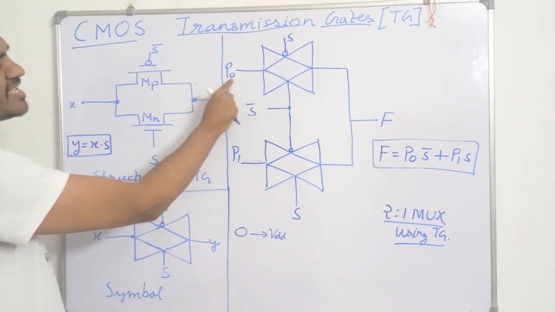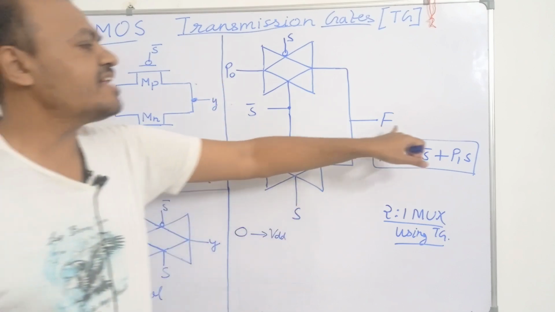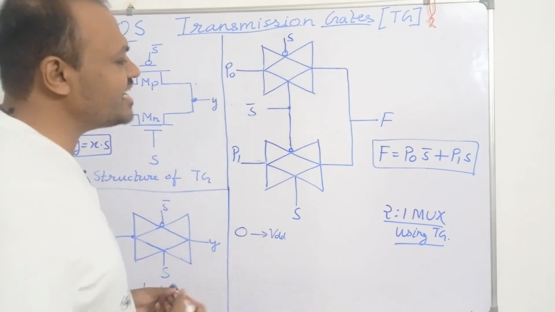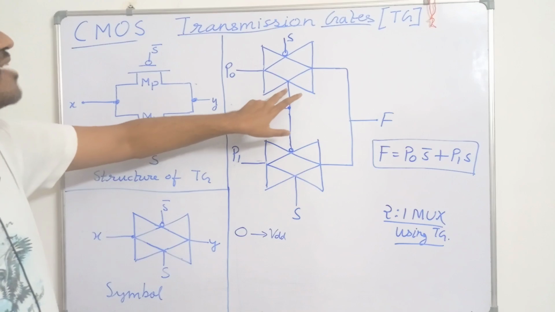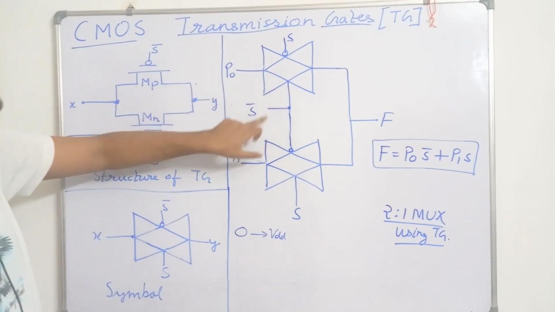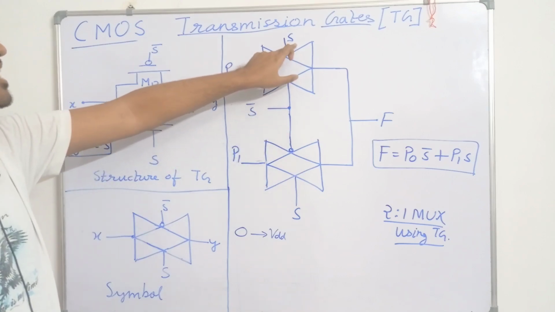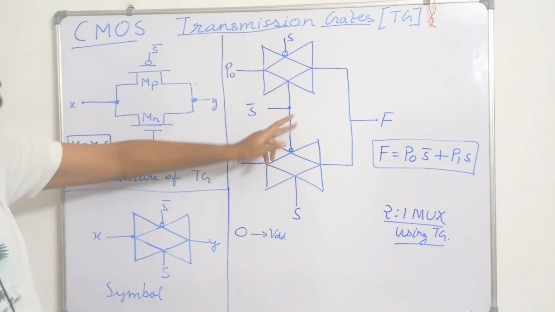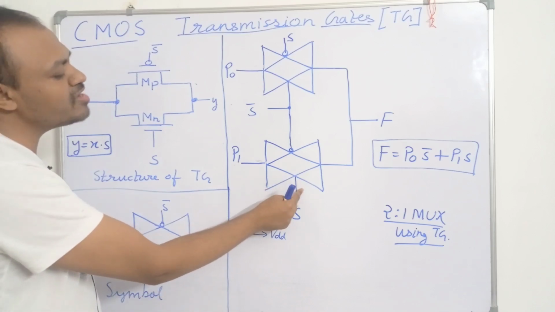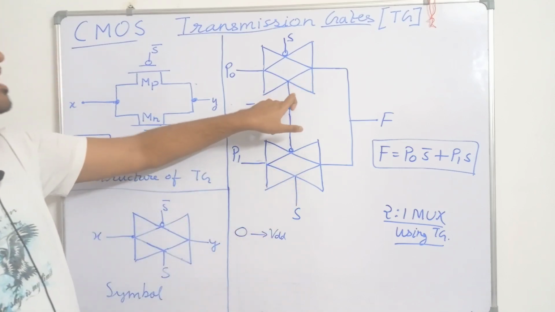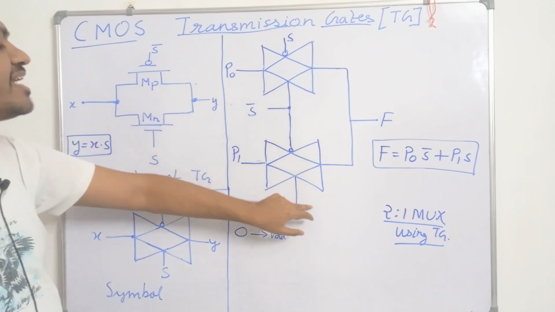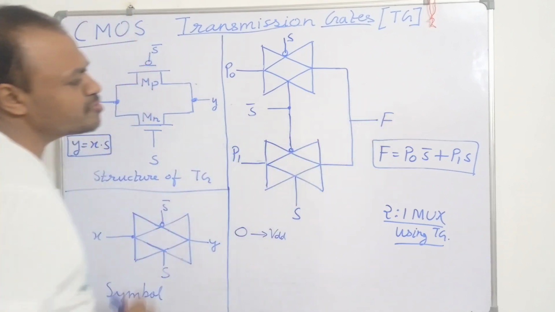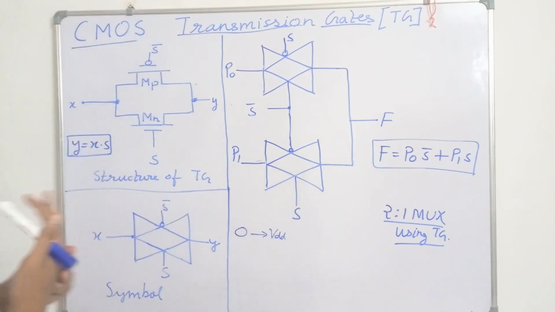This input is P0, this input is P1 and the output of this mux is F. S acts as the select line. For this transmission gate, the NMOS is connected to S bar and the PMOS is connected to S, whereas for this transmission gate the PMOS is connected to S bar. So it is opposite, and the NMOS is connected to S. So this is the output F. F equal to P0 S bar plus P1 S.